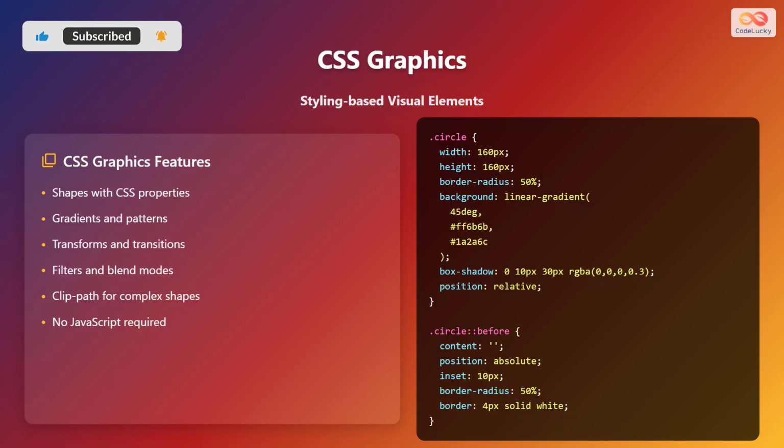This CSS code defines a circle with a gradient background, rounded corners, and a subtle shadow. The before pseudo-element adds a white border inside the circle. With CSS, you can easily create visually appealing elements with minimal code.